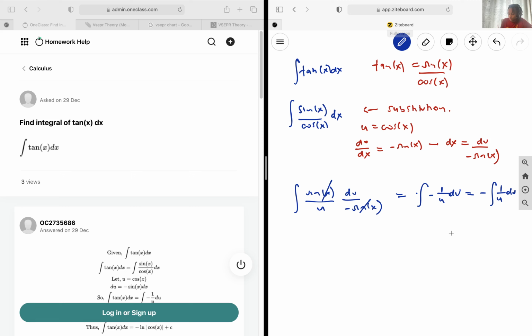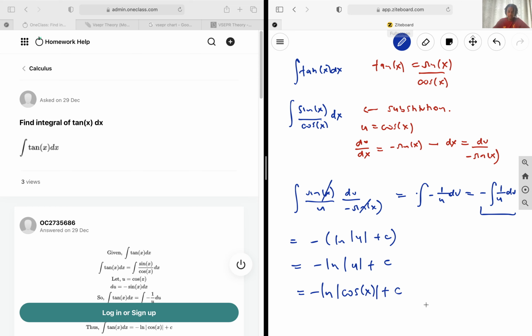Okay, and so we know that this is going to give us negative ln of the magnitude of u plus c. It can remain plus c because this is just a constant, so whether it's minus or positive isn't really our business right now because we don't have an initial value problem. And so now you just substitute u back in and you get negative ln of the magnitude of cos x plus c. And that's going to be our final answer.